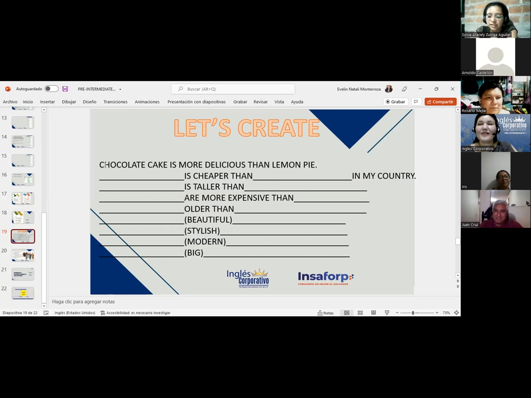My brother is taller than me. Very good. Than me. The t-shirt is cheaper than jeans in my country. Okay, t-shirts are cheaper than jeans. Yes. Very good. Thank you, Sonia. You can go to sleep. Very good. Thank you. Arnoldo, go ahead.